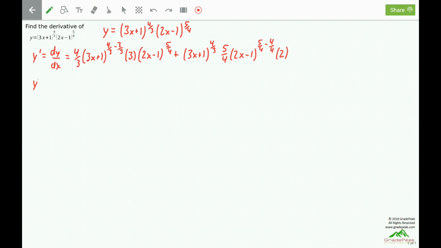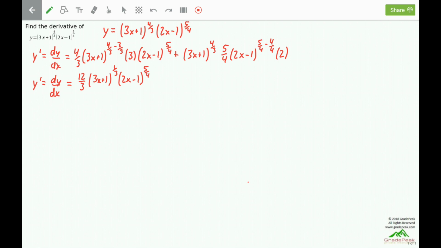Okay, in our next step, for y prime, or dy/dx, I'm going to collect together the constants. Everything here is multiplying each other, so this 4/3 and this 3 can be put together. 3 times 4 is 12, so we will have 12/3 times (3x plus 1) to the 4 minus 3, which is 1/3, times the (2x minus 1) to the 5/4.